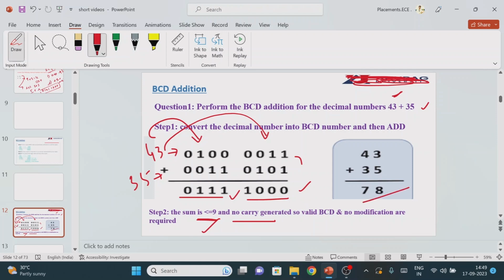Now what is the BCD? 78, right? So 7 means what is the value? We need to get the 4-bit value 0 1 1 1. 8 means 1 0 0 0. So this is the answer.